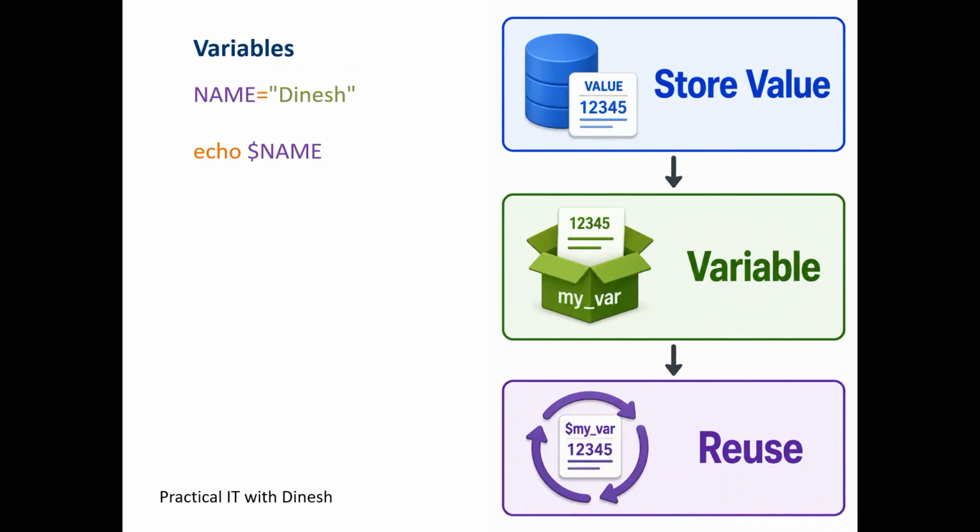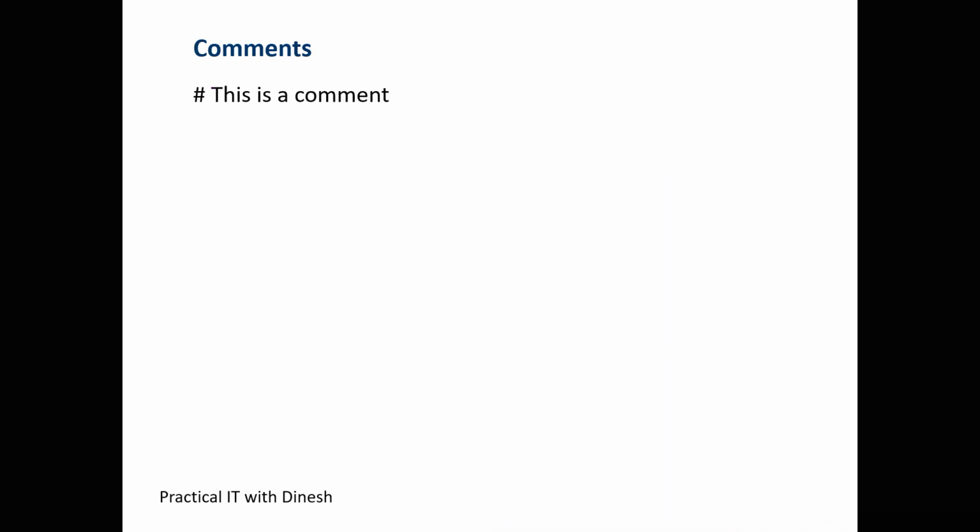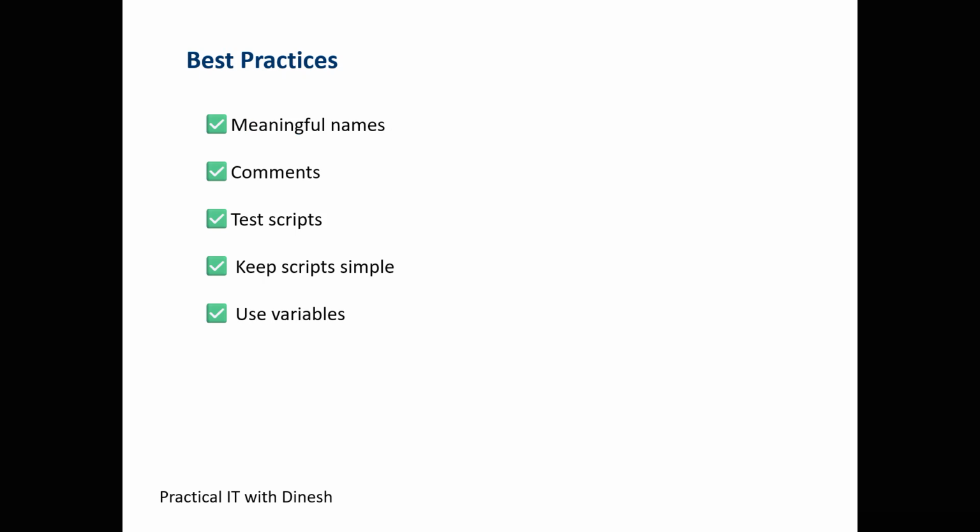Variables allow us to store information and reuse it throughout the script. For example, instead of writing the same value multiple times, we store it in a variable and refer to it whenever needed. Variables make scripts flexible and easier to maintain. Comments are ignored by Bash. They are written for humans, not computers. Comments are useful because they describe the script, explain complex logic, help teammates understand your code, and help you understand your own script months later.